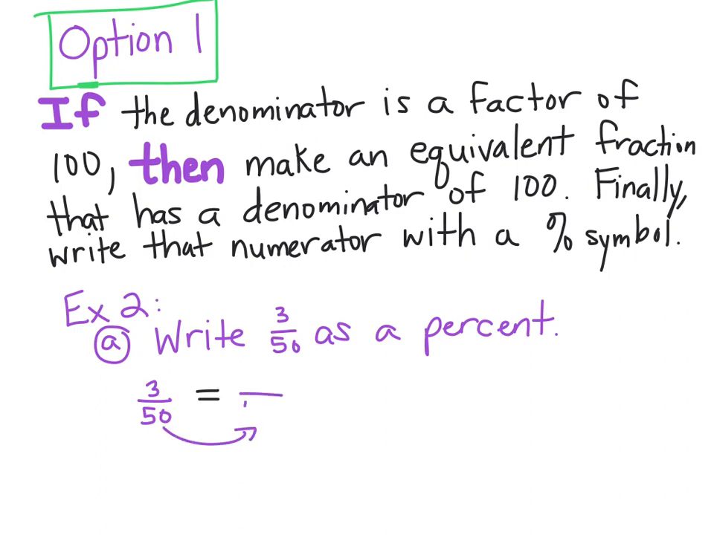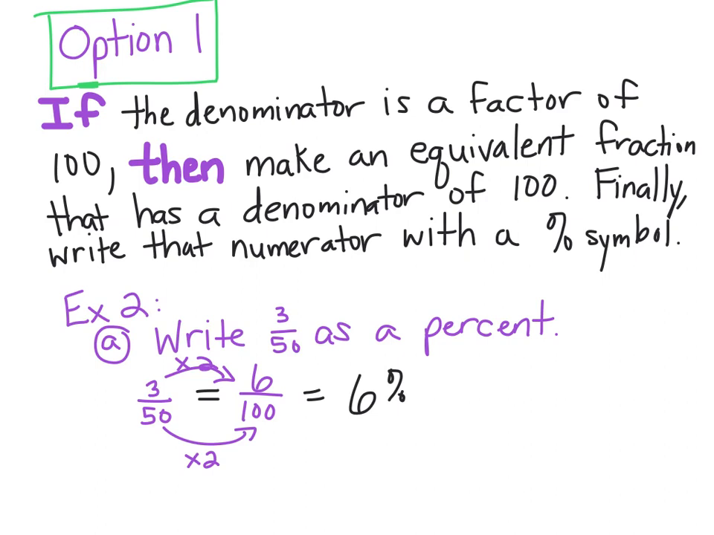We're going to make 100 the denominator of that equivalent fraction, and we know that we can multiply 50 by 2 to get to 100. Whatever we do to one part of a fraction, we have to do to the other. So if we multiply that 3 by 2, then we get 6, and then the final step says to write that numerator with a percent symbol, and remember numerator's on top, so this would become 6%.